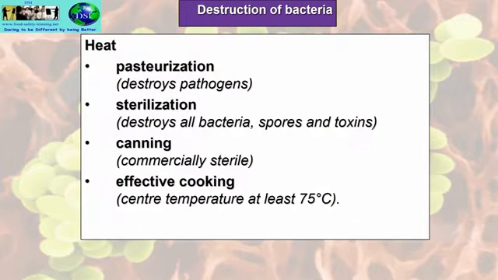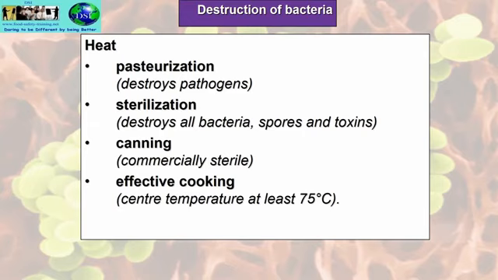How do we destroy bacteria? Well, we can do it through pasteurization. That's the temperature I mentioned, about 63 degrees C and above. This destroys pathogens. Sterilization is a temperature that's really difficult to achieve in a normal kitchen because it's 121 degrees C or in excess of that for a period of time. But if we achieve that temperature, it destroys all bacteria, spores and toxins. That sort of temperature you'll see of use in autoclaves and heat under pressure.